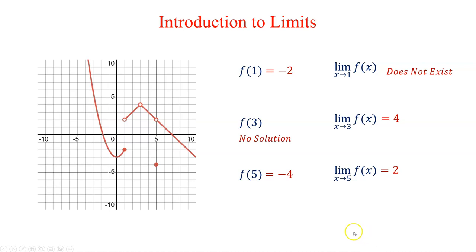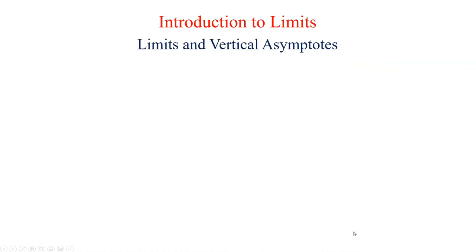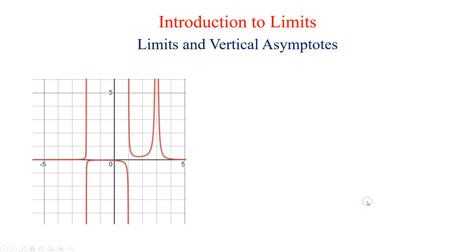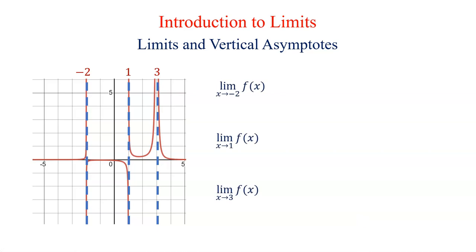scenarios you would see. So what we're going to now do is change our conversation. We're still working with limits, but something more specific to vertical asymptotes. So in this function here, which is probably rational, we have several vertical asymptotes. One at -2, one at 1, and another vertical asymptote at 3. So we'll consider, well, what's happening as we approach these 3 different vertical asymptotes.